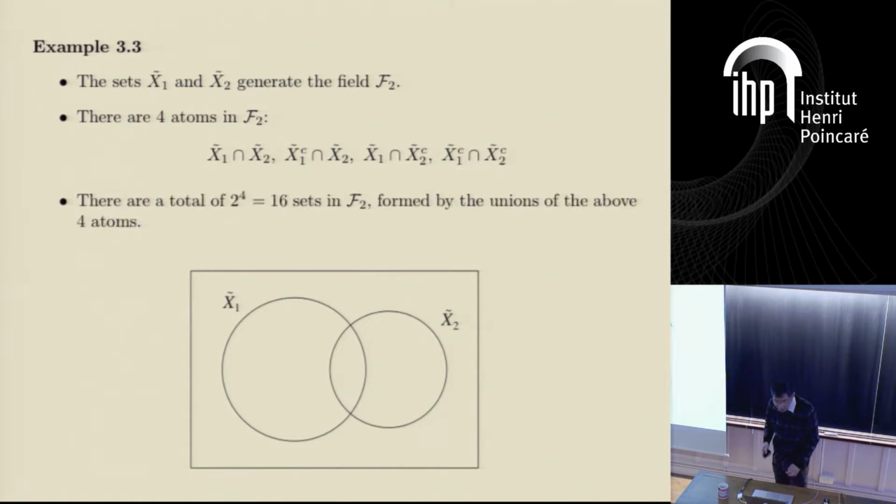And there are a total of 2 to the power 4 equals 16 sets in F2, because each of these sets can be formed by some union of these atoms, and there are 4 of them, and there are 2 to the power 4 such unions. So this is what I have to say about the field generated by X1, X2 up to Xn.